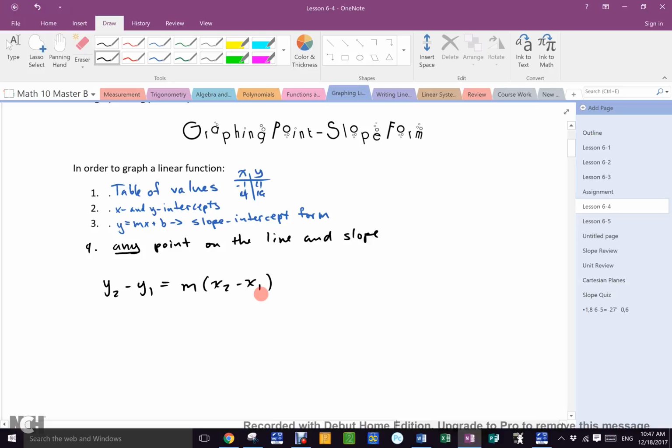Does that look like stuff that you have seen? What on there looks familiar to you? All of it. Y2, Y1, X2, X1. What are they? They're points on the graph. They're coordinates. What is M? M is the slope. Everybody cool? All right. So, this is how it works.